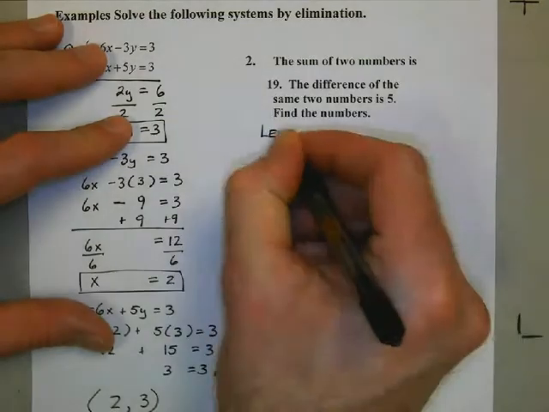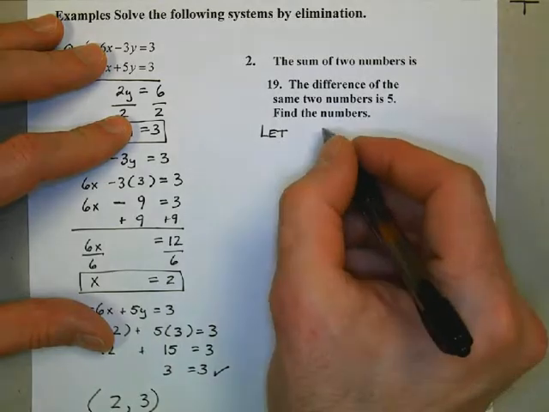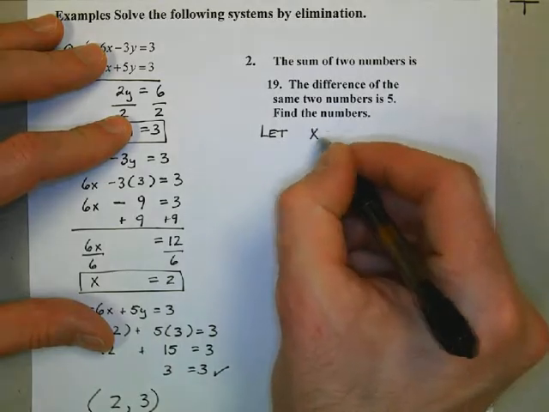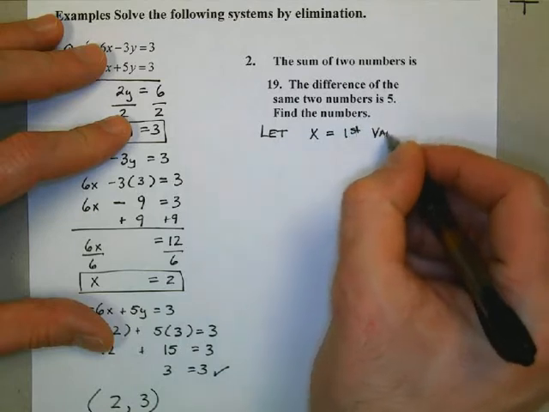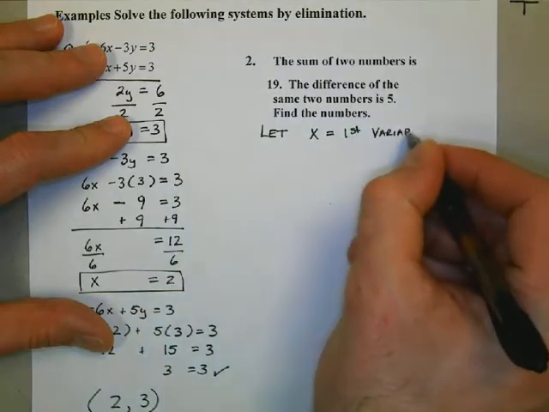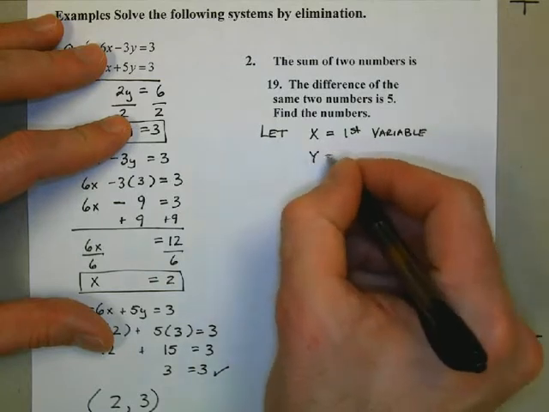So, very simply, we're going to create what we call a let statement. The let statement says our first variable, x, is our first variable. Our second variable will be y. So we have to define those variables.